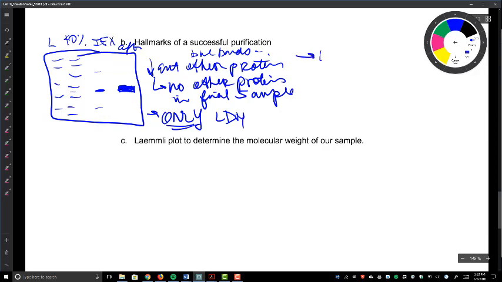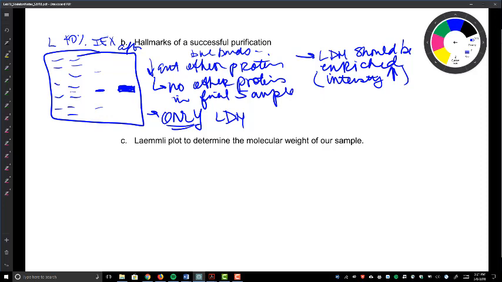Another thing is that LDH should be enriched. And we talked about that a little bit with the Western blot, but the band intensity should increase. If your purification is successful, by the time you get to your last sample and you're only going to have a few mils or a few hundred microliters, that band intensity is going to be huge because you're going to have a really concentrated sample of LDH compared to your first ammonium sulfate cut where you had 200 mils and a little bit of LDH.